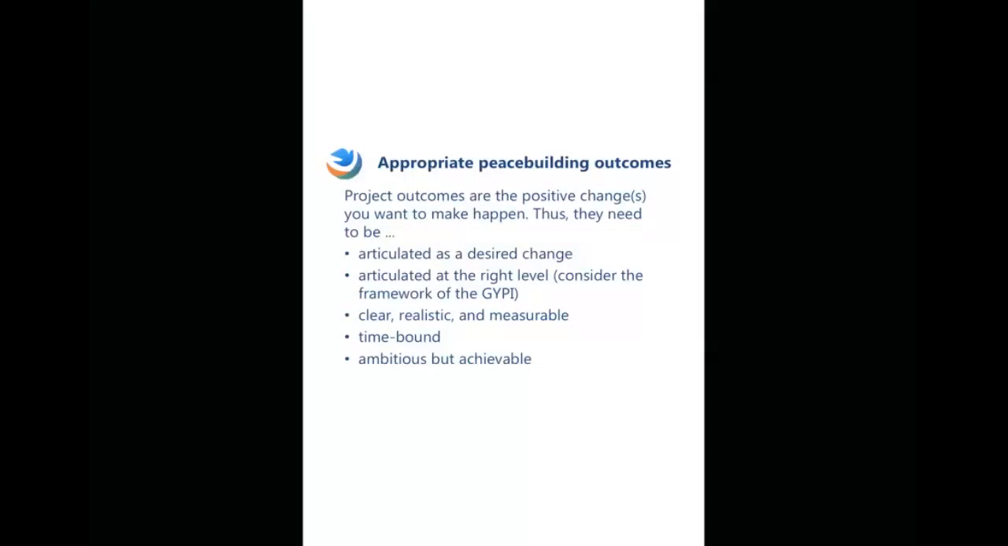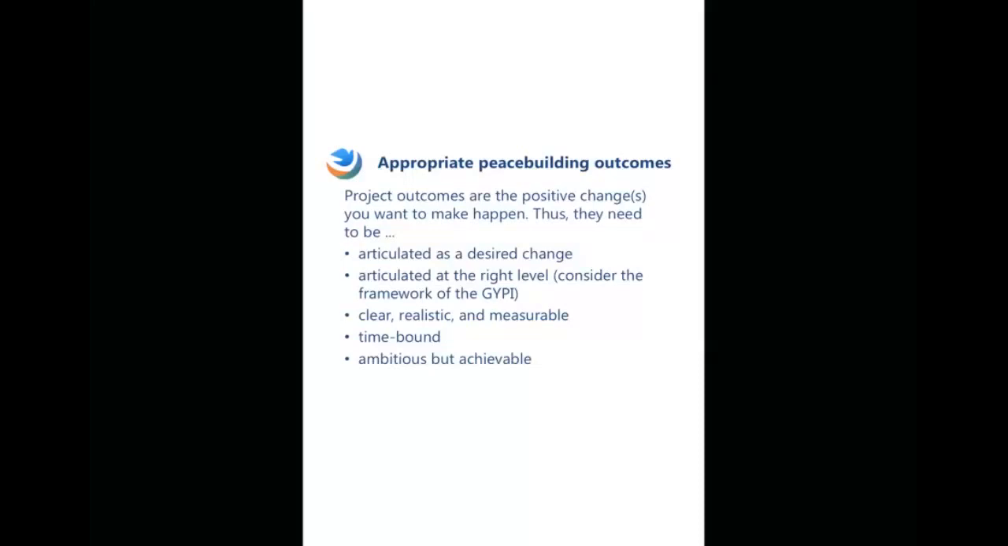The outcomes should be articulated at the right level. You should consider the framework of the Gender and Youth Promotion Initiative. So we are looking at projects of 18 months up to $2 million. Even if you're the most efficient organization, you're not going to change the world doing this. So keep in mind the resources that you have and formulate ambitious but achievable goals that should be clear and realistic and take also the time factor into consideration. So what meaningful change can you effect within the 18 months?